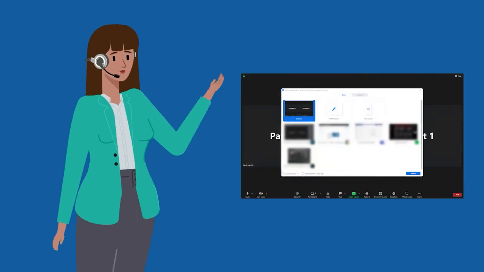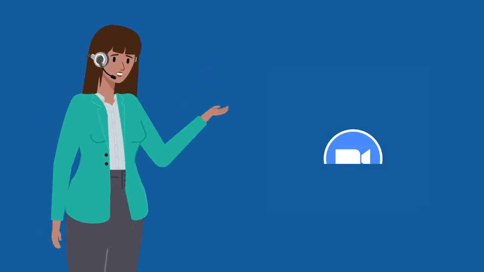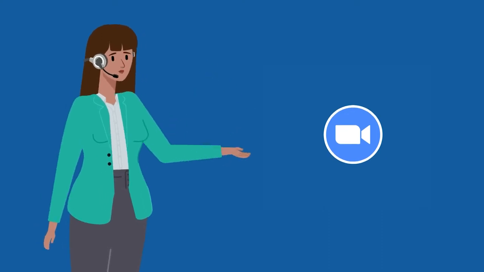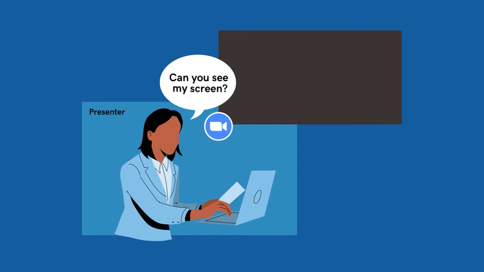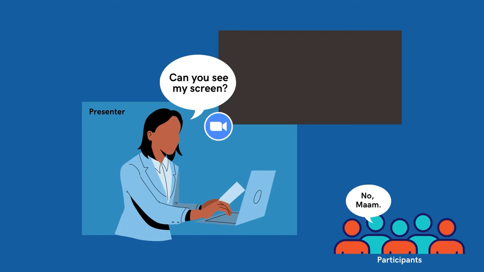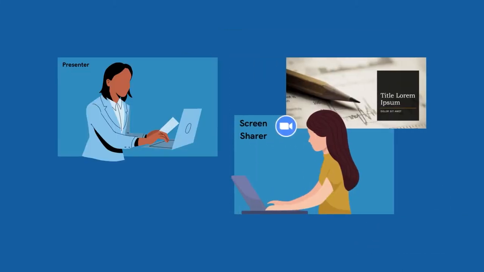Zoom screen sharing allows a user to share the content of his or her device's screen. One of the most shared types of files in Zoom is a PowerPoint presentation. However, there are times due to some technical glitches, a presenter cannot share his or her own slideshow presentation. Another person can share the presentation instead.